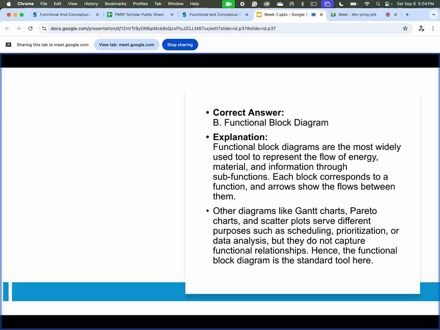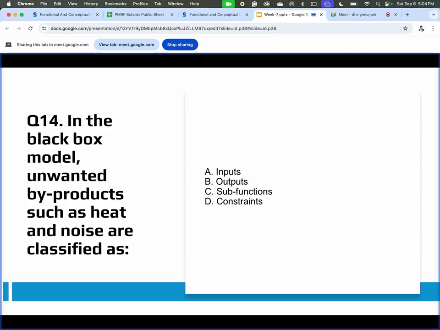Now moving towards the next slide. Question number 14. In the black box model, unwanted byproducts such as heat and noise are classified as input, output, surfactant, or constraint. Question number 14. What is the right answer?